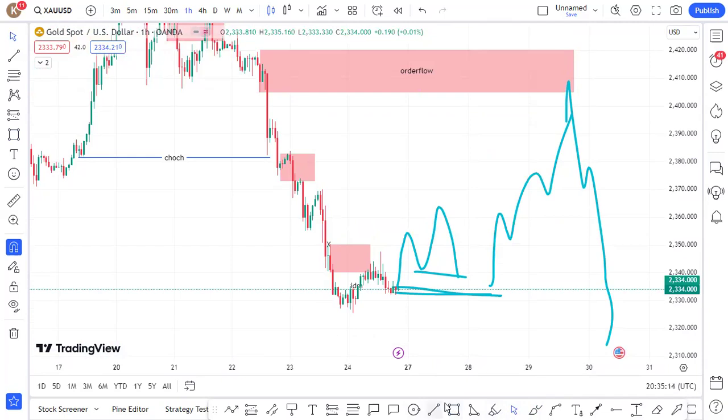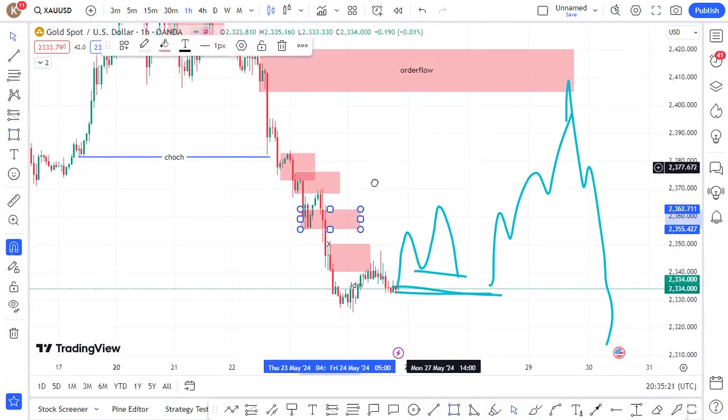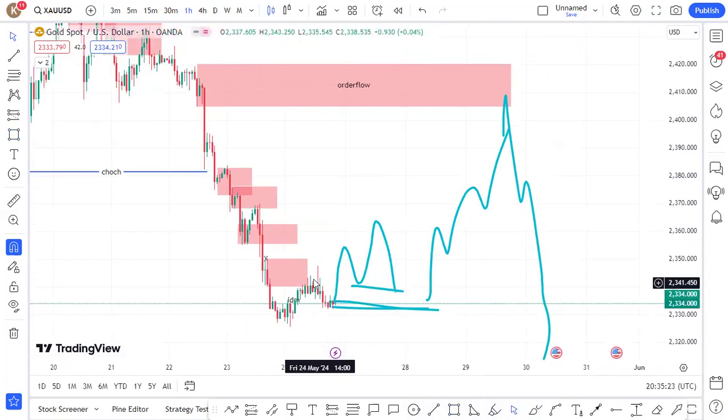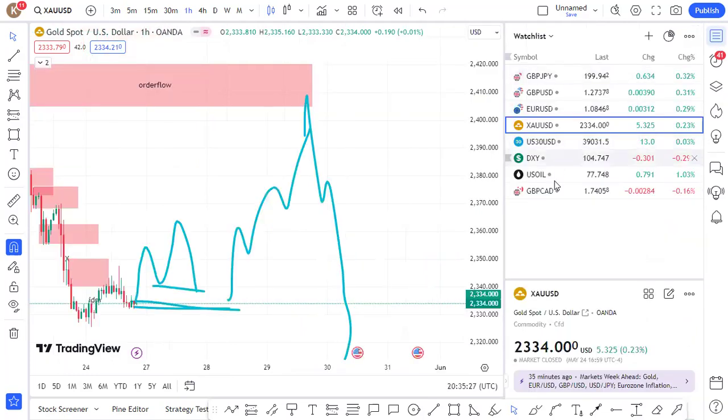Look at this zone. Everything's mitigated here. Everything is mitigated, everything's used up. So this price only has to either go down or rally up and come to this high. So the gold is a sale, but we need more confirmation.